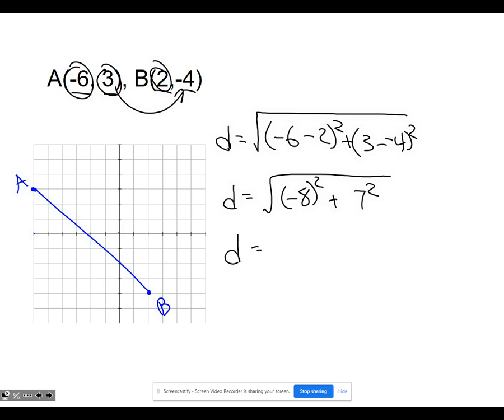So distance equals the square root. -8 times -8 is 64. Plus 7 times 7 is 49. And that gives me the square root of 113. Square root of 113. If there's a perfect square that goes into 113, you need to simplify. In this case, there isn't, so we would just leave that as our answer.